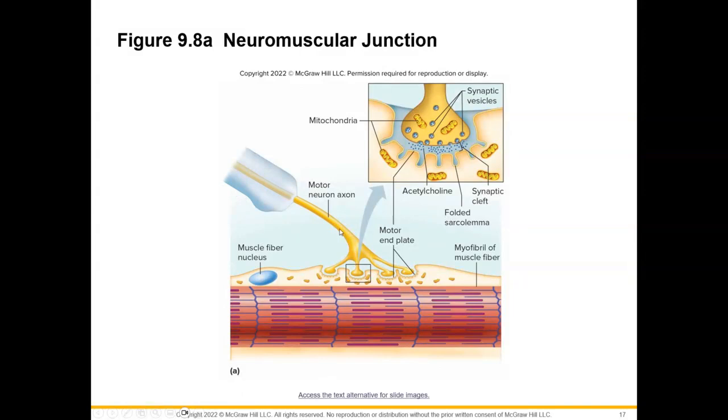Okay, so in this picture, you see the motor neuron axon. You see the neuromuscular junctions here. This is the synaptic cleft where it comes into contact with the actual muscle fiber. And that's the motor end plate of the muscle fiber. Now, if we look at it much closer, you'll see that there are synaptic vesicles in here that release the neurotransmitter, which then goes across the synaptic cleft to the motor end plate of the muscle fiber.